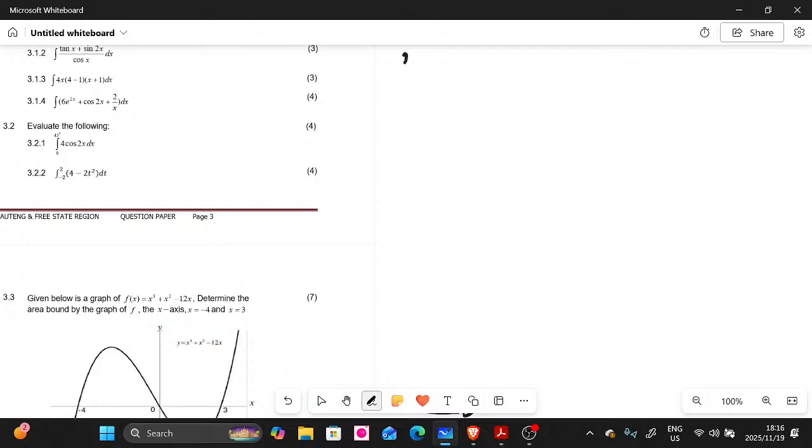So we have sigma, right? And we have the upper limit, which is 2, and the lower limit is going to be negative 2. And then we have 4 minus 2t squared, and then dt. So this time around, we are integrating with respect to t. Again, people, the first step here is to integrate.